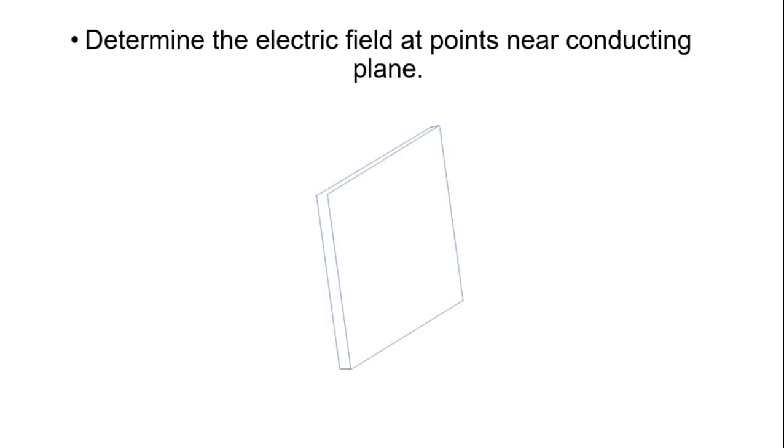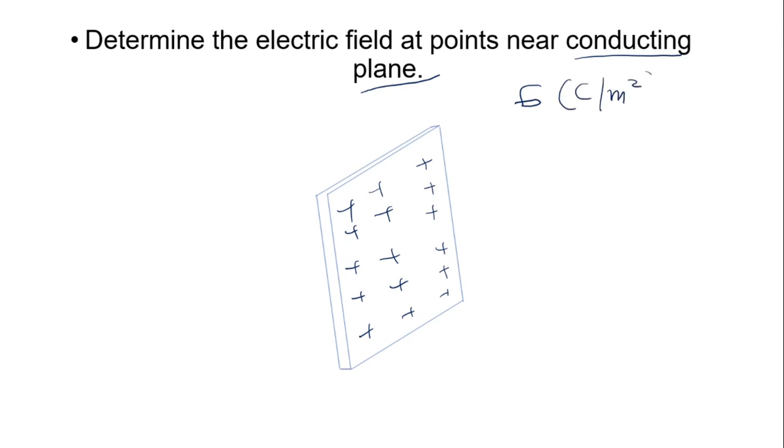Now we are going to calculate an electric field for a conducting plane. What we mean by a conducting plane is that the charge on the conducting plane goes to the surface. Let's say we have a uniform density and this conducting plane is charged positively with sigma. This sigma is in coulomb per meter squared.